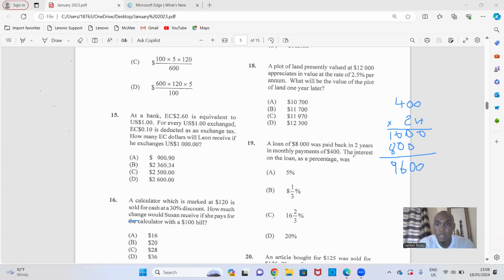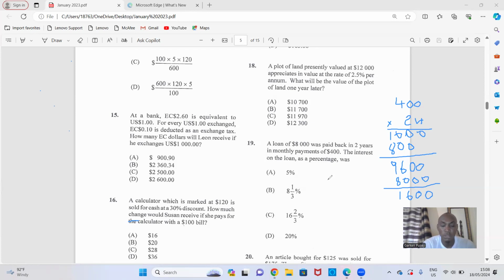But it says calculate the interest. Now remember, interest means the extra money. So if the loan was 8,000 and you're now paying 9,600, it means we can find the extra money by subtracting the loan from the total that you're paying. So if you subtract the 8,000 from the 9,600, let's see what we'll get. So 0, 0, 6, 1. So the extra money is 1,600.